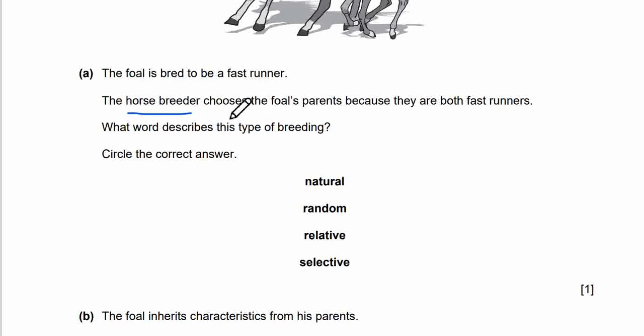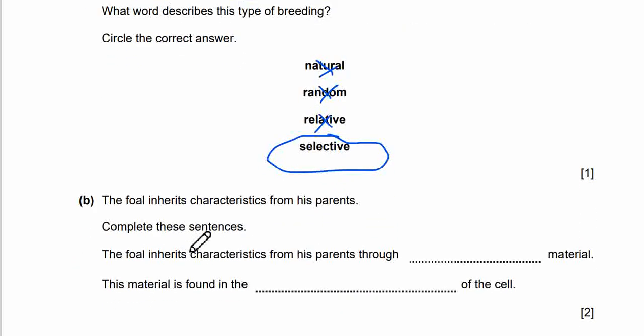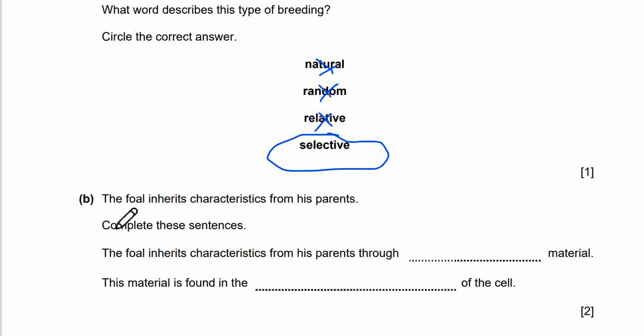So horse breeders choose the parents. So it's not natural, it's not random, but it is chosen. It means selective. Next, the foal inherits characteristics from his parents. Complete these sentences. The foal inherits characteristics from his parents too. We know this will be genetic material.